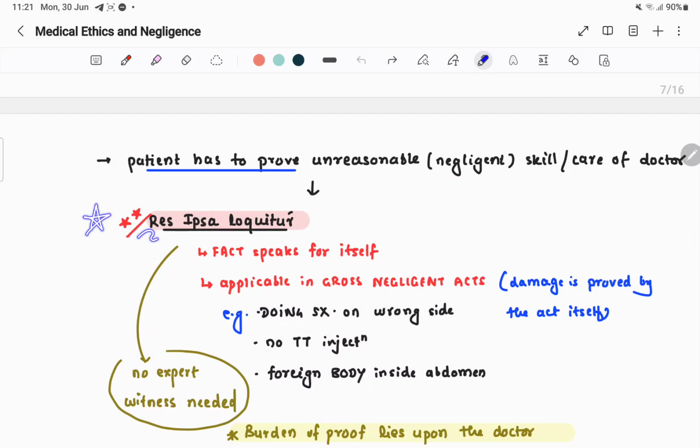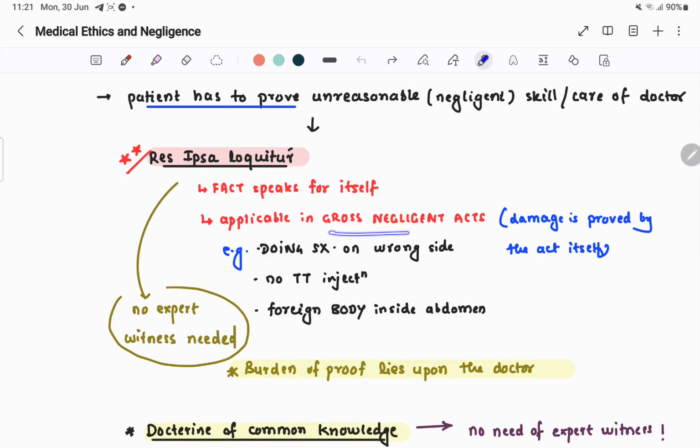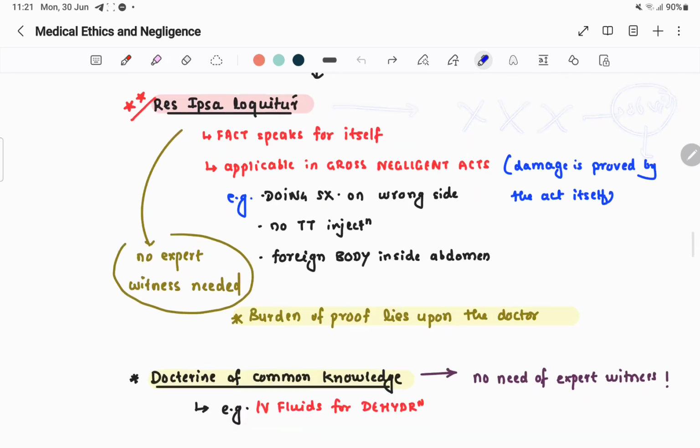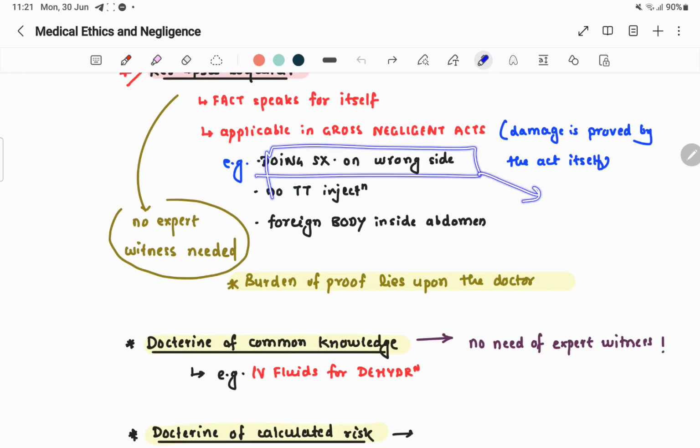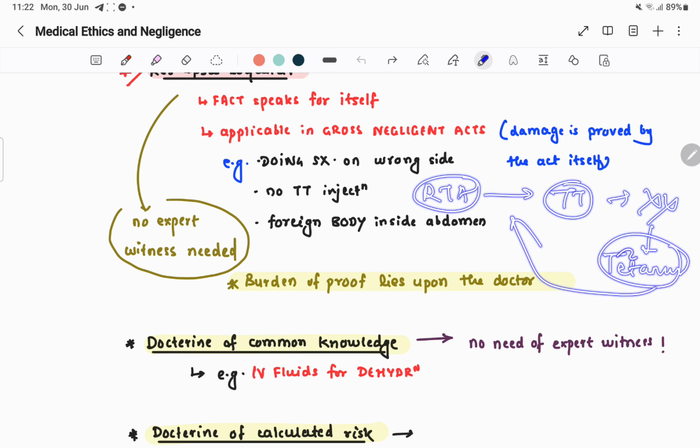Then another thing, res ipsa loquitur. So what is res ipsa loquitur? The fact speaks for itself. It is applicable in grossly negligent acts, meaning you can't give any defense. It is very obvious that you have done the negligent act, like doing surgery on the wrong side. You don't need investigation, you don't need any expert witness. The judge can himself see that you have done surgery on the wrong side. Or no TT injection: the person has had a road traffic accident and is coming for a TT injection. You haven't given it, then tetanus will set in. No TT injection, you will be responsible.